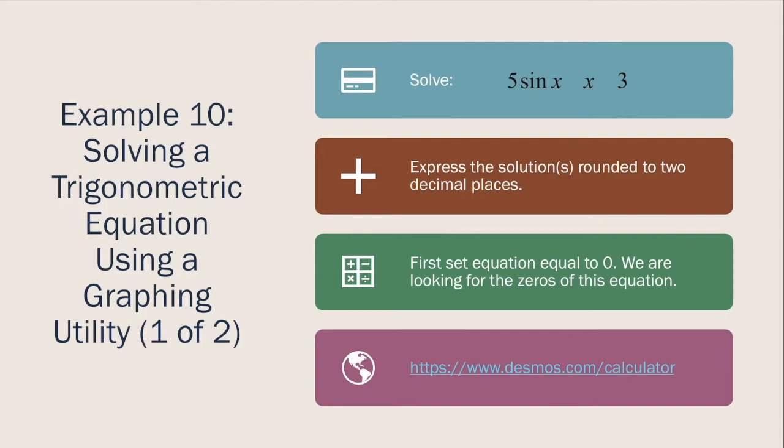So I have 5 sine of x plus x equals 3. So we're going to solve this by moving it into Desmos. The first thing I'm going to do though is set equal to 0. So now I have 5 sine of x plus x minus 3 equals 0. And I want to find all the solutions, and that's where our graph crosses the x-axis. So let's go back to our graphing calculator.